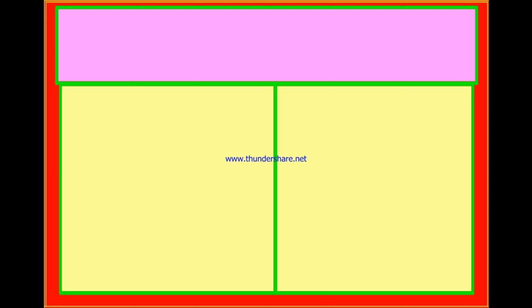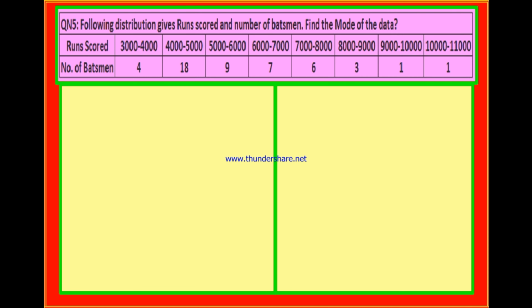You see, here is the exercise 14.2 and this is question number 5. The following distribution gives runs scored and the number of batsmen. Find the mode of the data. I shall repeat. The following distribution gives the runs scored and the number of batsmen. Find the mode of the data.